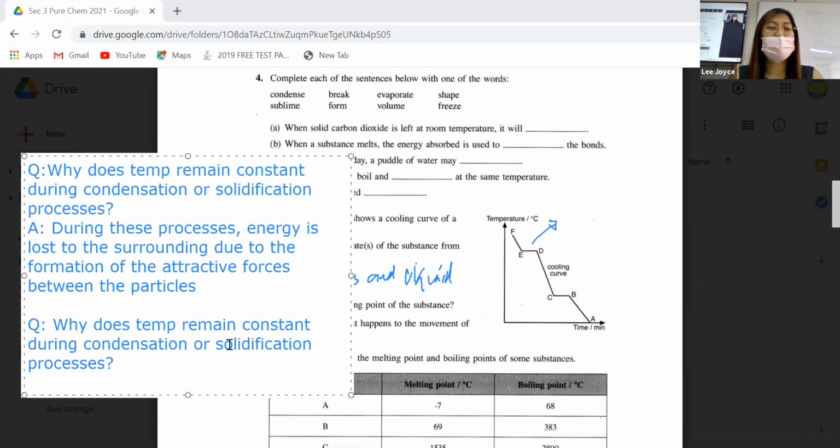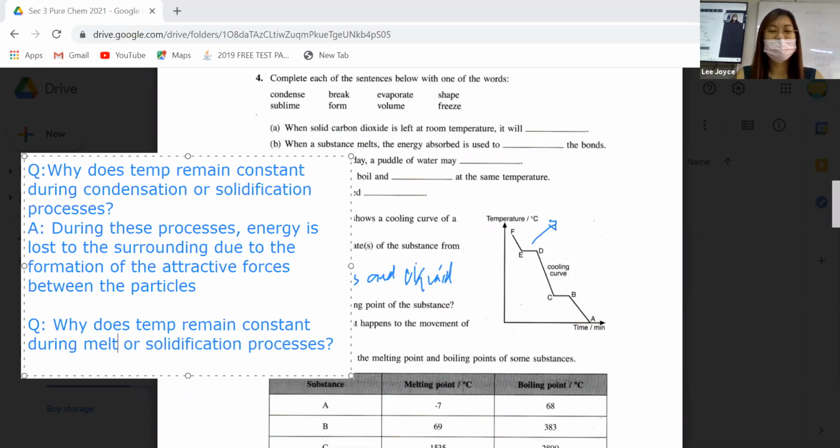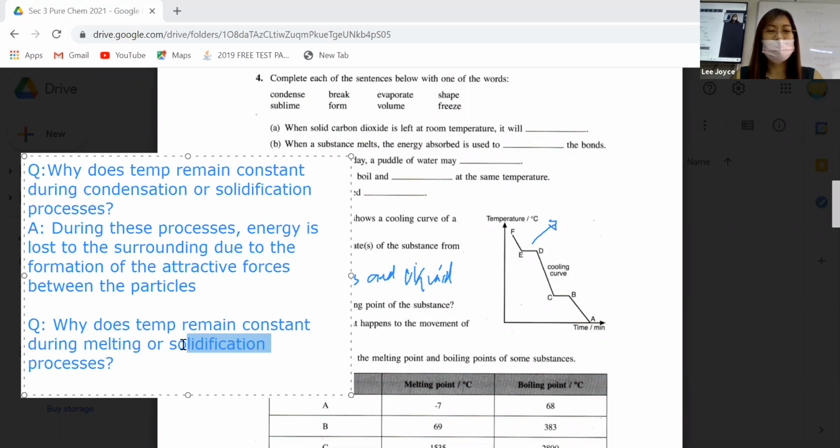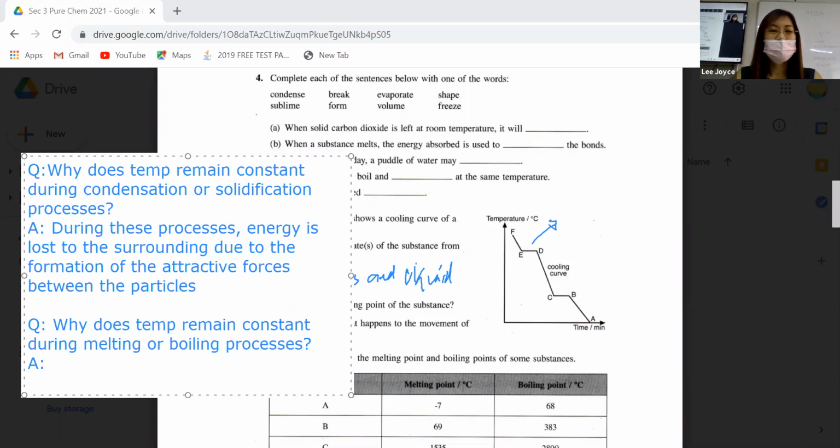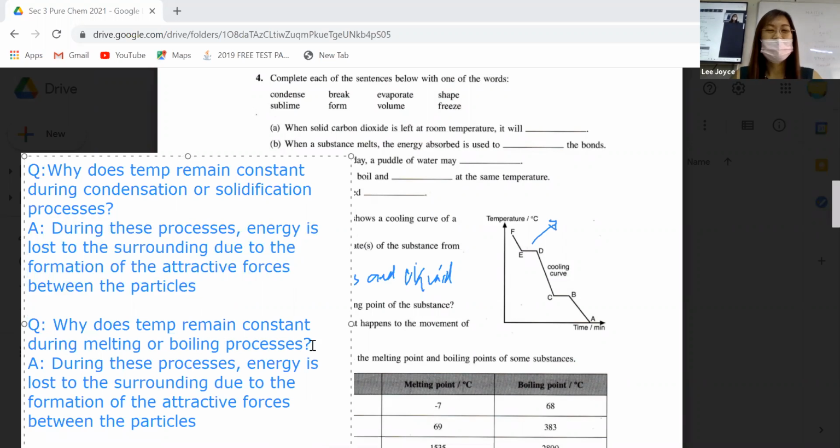Okay, so why does temperature remain constant during melting or boiling processes? Control C, Control V. All right. Okay, so now you're going to answer it in the reverse way. Now, during melting and boiling processes, temperature remains constant, right? It's because energy is absorbed to break the forces of attraction.